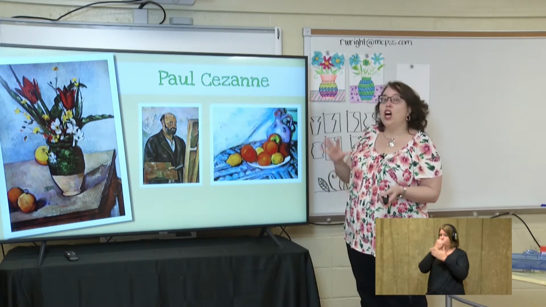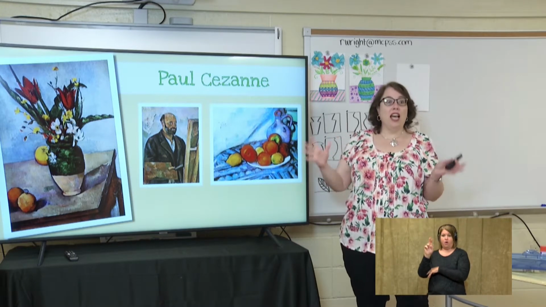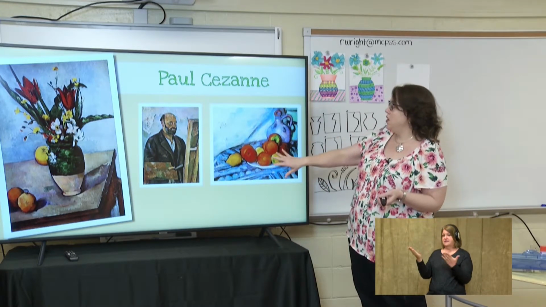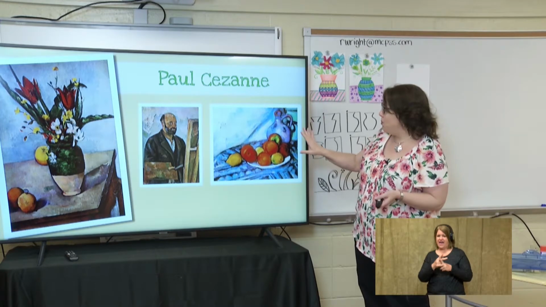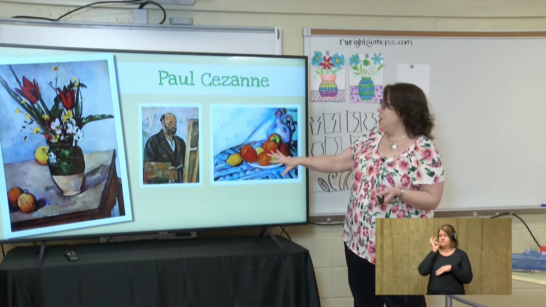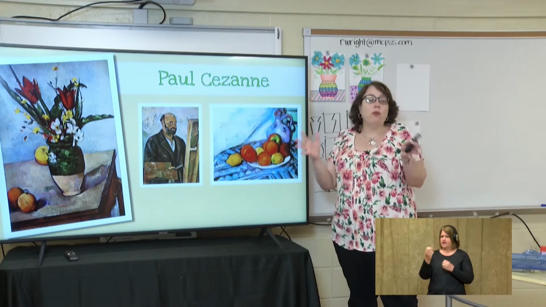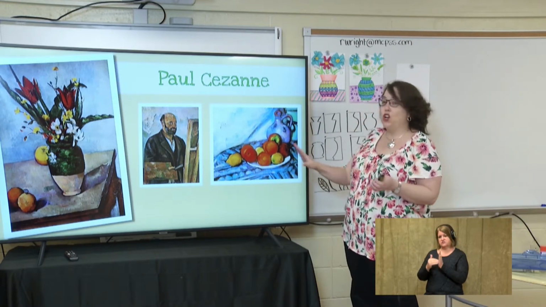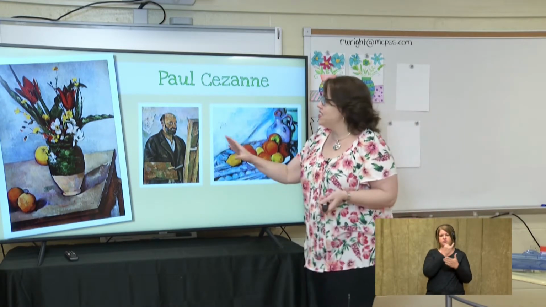So here we have a very famous French artist named Paul Cézanne. He loved to make still lifes, and he did all kinds of different still lifes. A lot of still lifes he did were with fruit sitting on a table. Look at the tablecloth he used with patterns. So today when you make your tablecloth, you might want to put some patterns and designs and different colors on it.